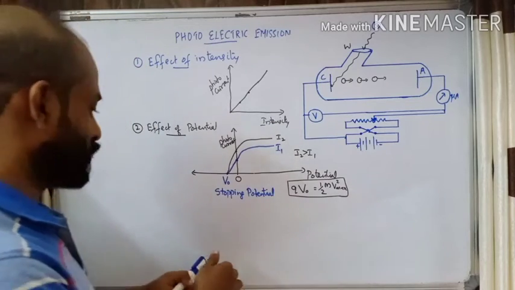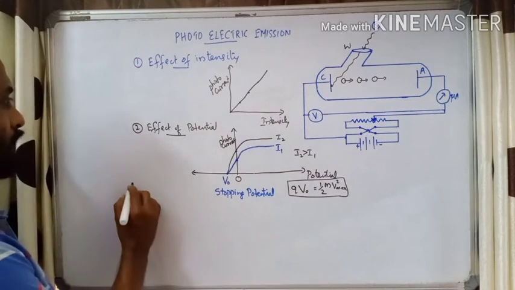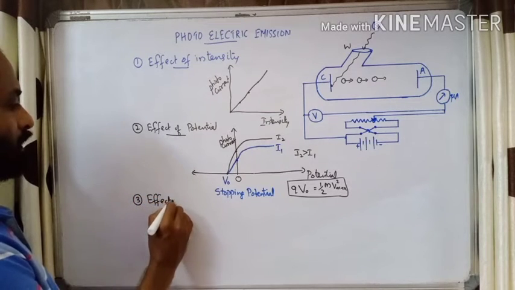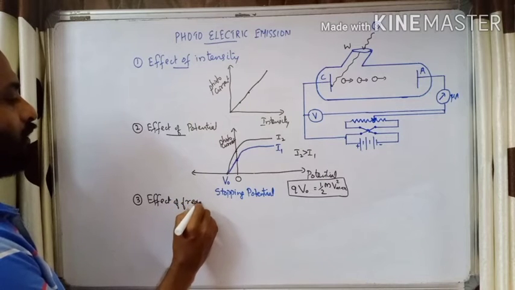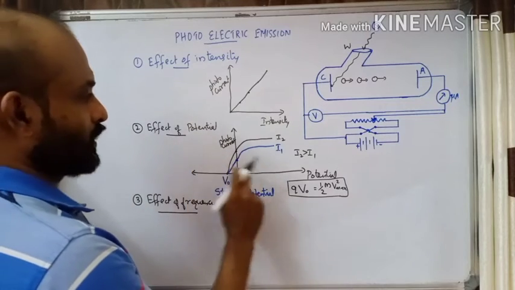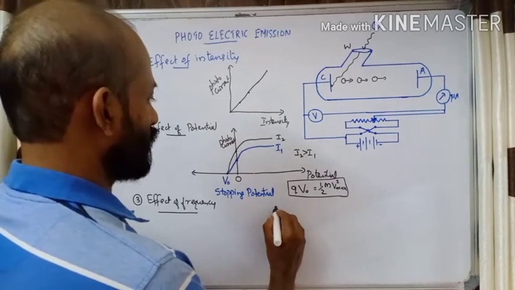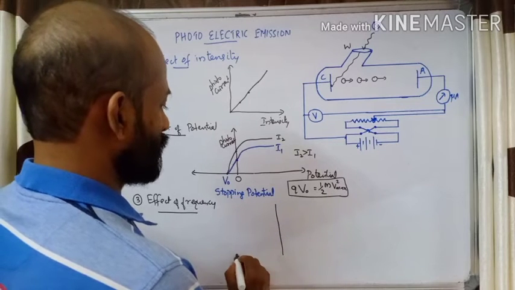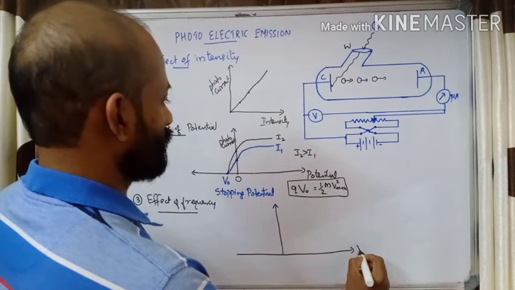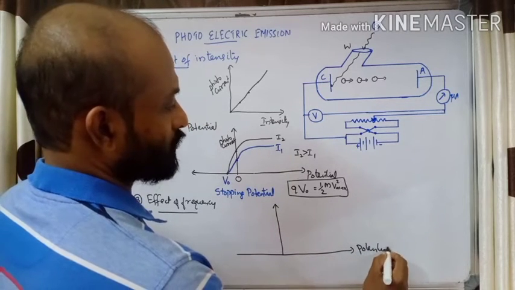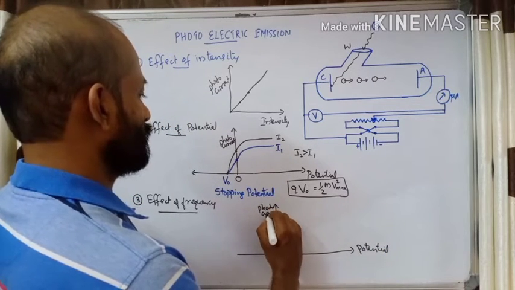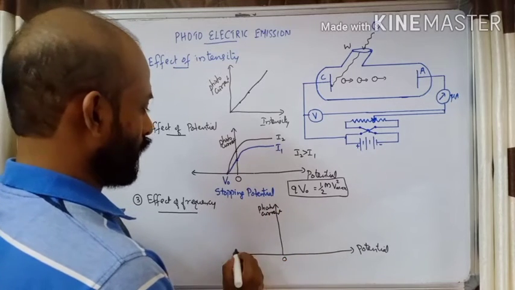Now we will see the effect of frequency. That's our third experiment, third observation: effect of frequency. While we are studying the effect of frequency, we will make the same graph, photocurrent versus potential. We take potential along the x-axis and photocurrent along the y-axis. This is the potential zero value.